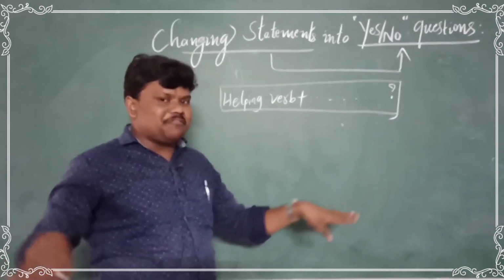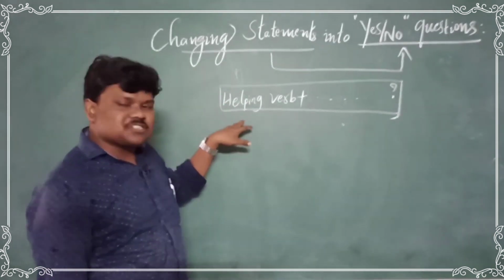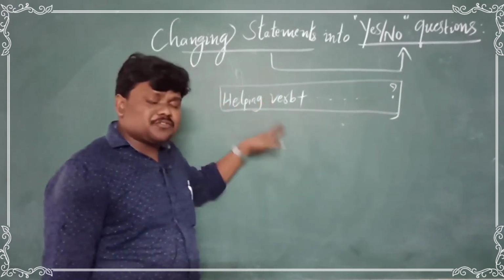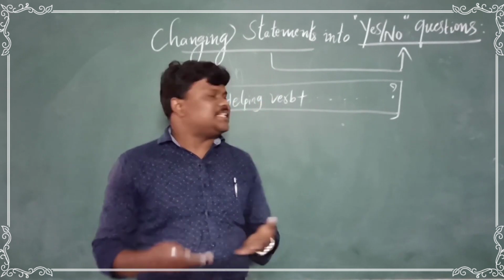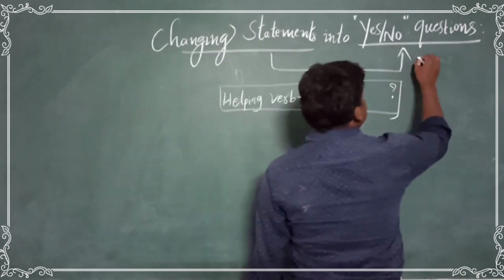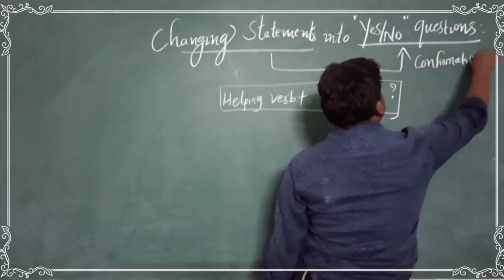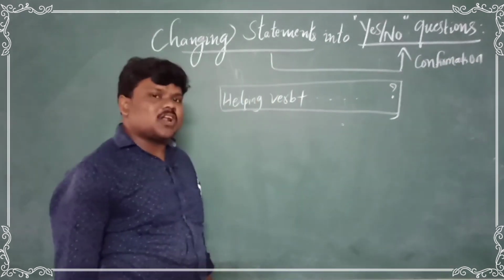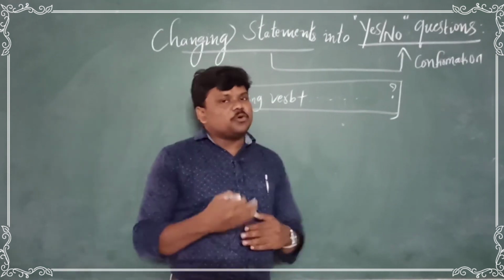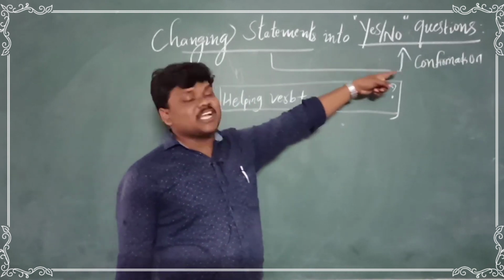Fine? These always start with helping verbs and the question mark at the end is compulsory. For these kinds of questions, we can say only either yes or no. That's why these are called yes or no questions. Yes or no questions are also called confirmation questions. When we have any doubt and want confirmation, we can ask a yes or no question. So that's why they are called confirmation questions.